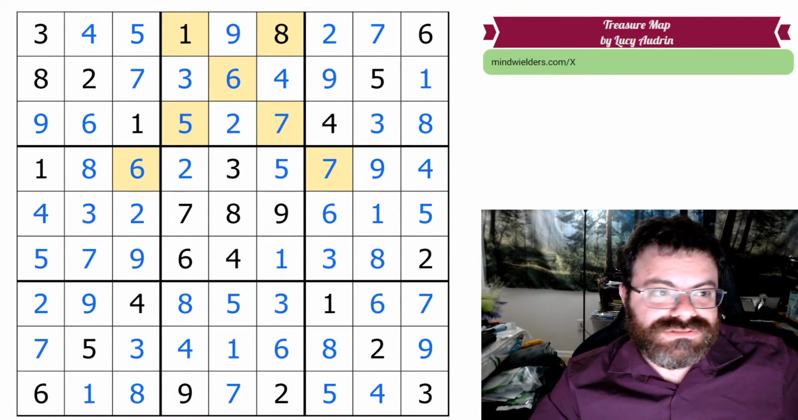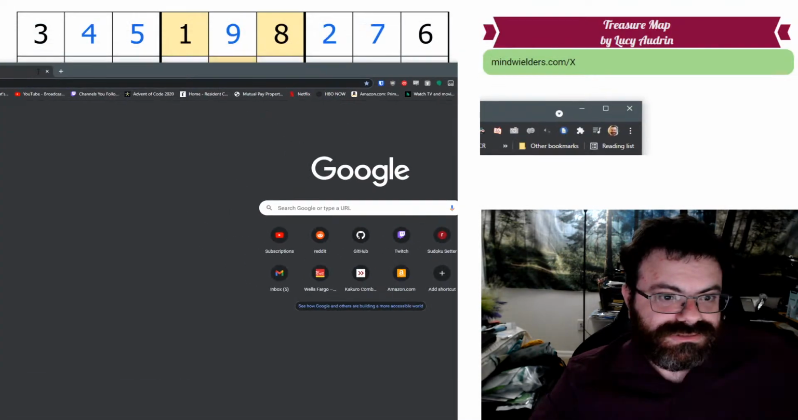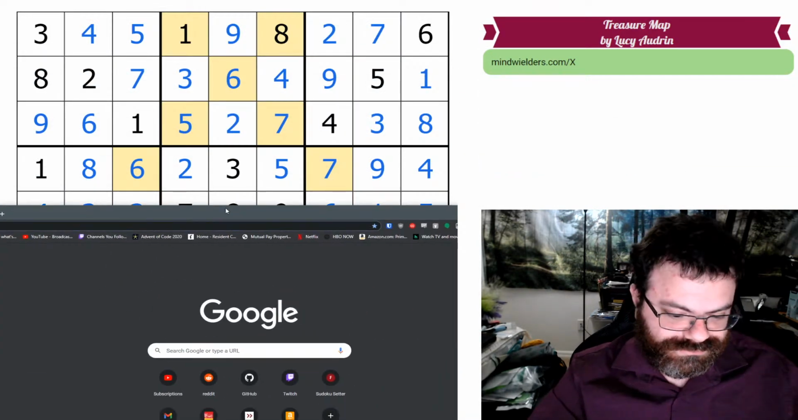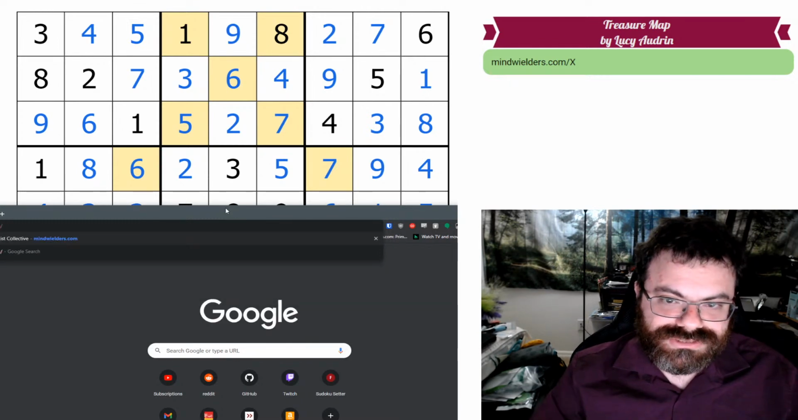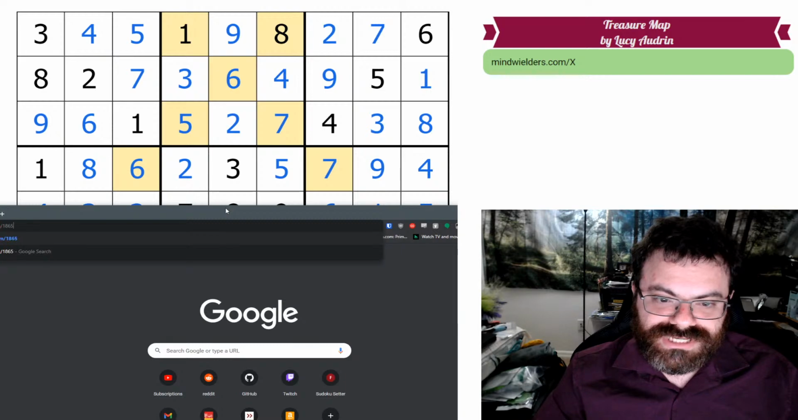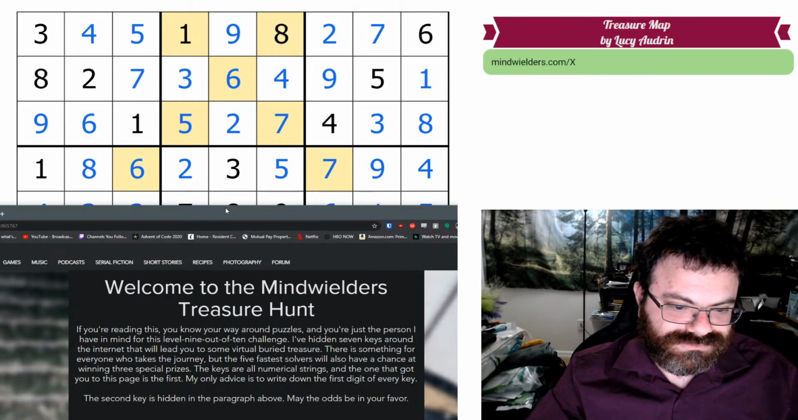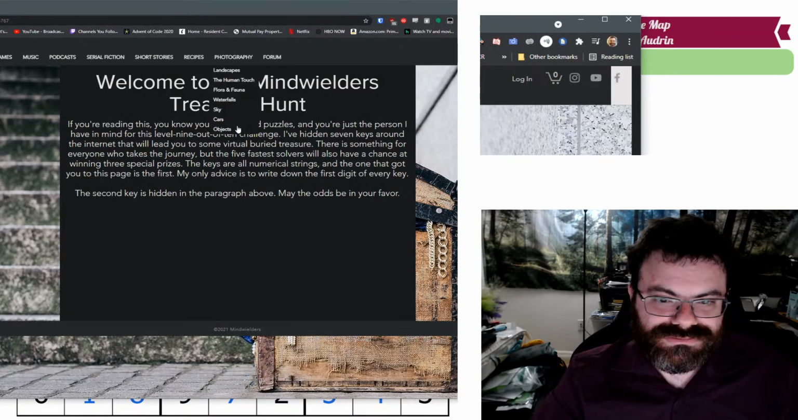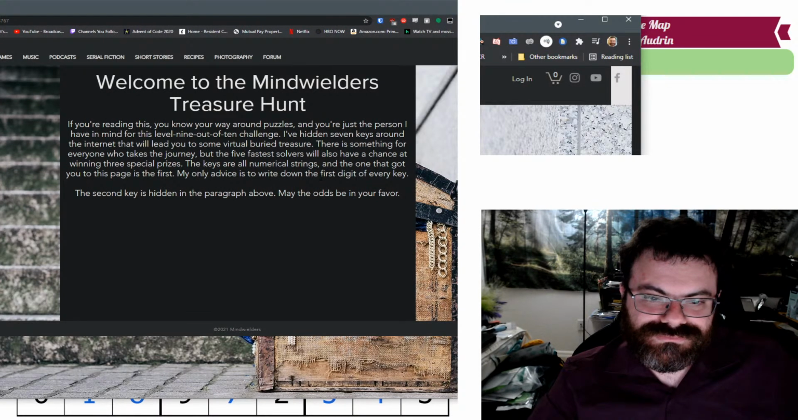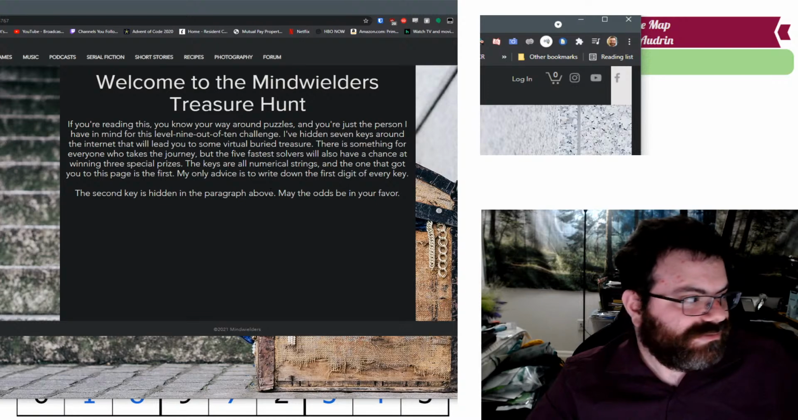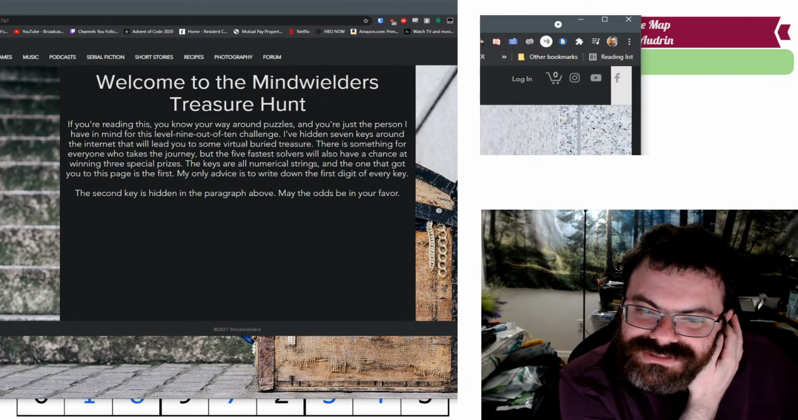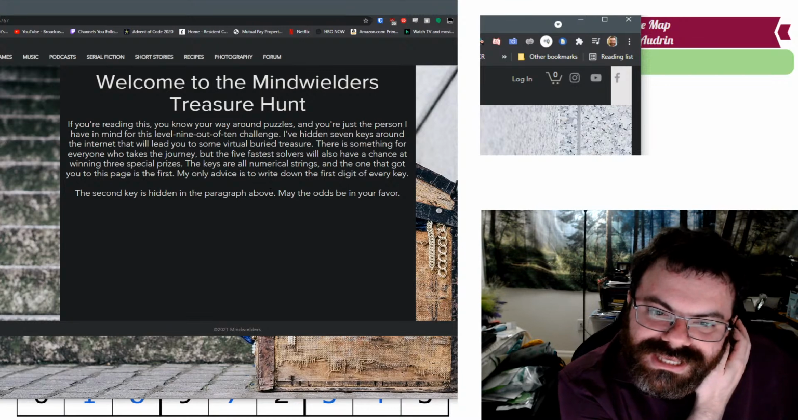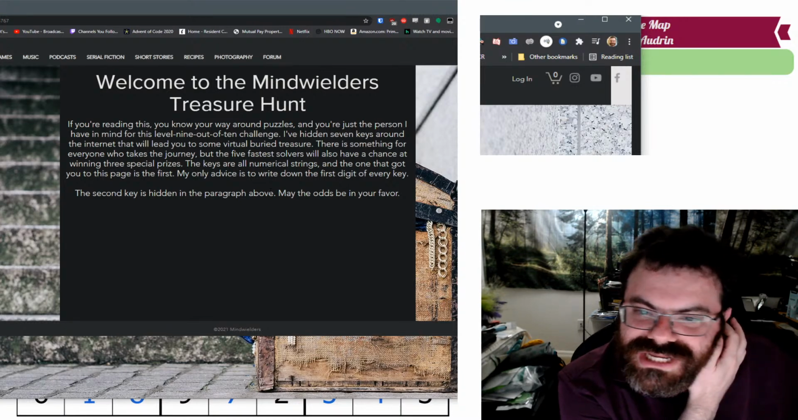So let's put in mindwielders.com/1865767 maybe. So it says, if you're reading this, you know your way around puzzles, and you're just the person I have in mind for this level 9 out of 10 challenge.